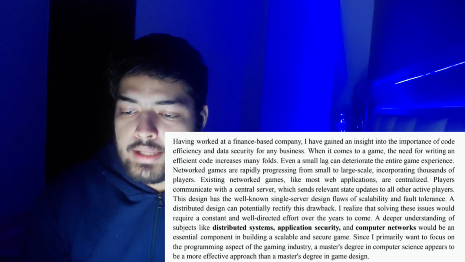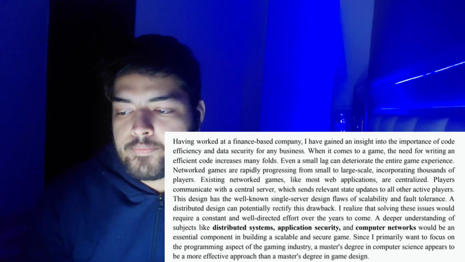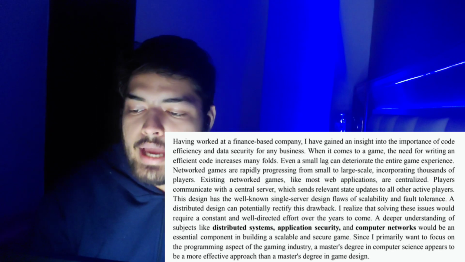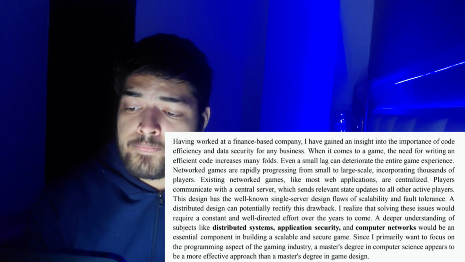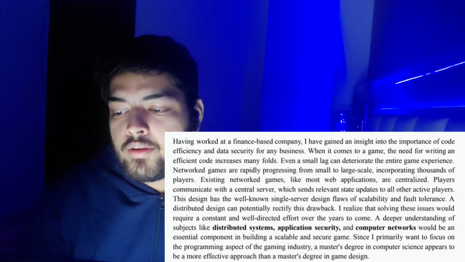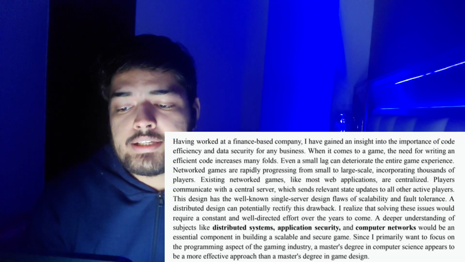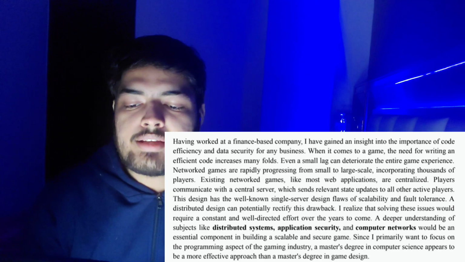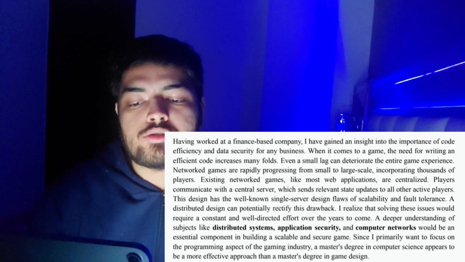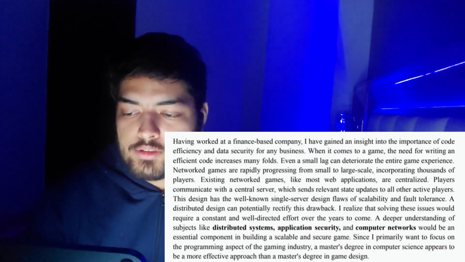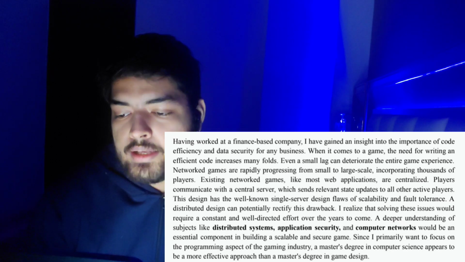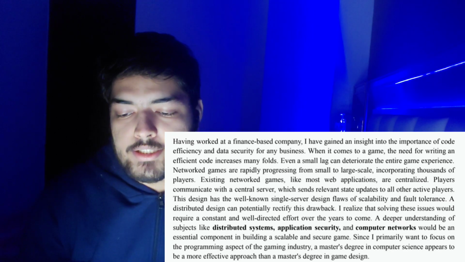Existing network games, like most web applications, are centralized. Players communicate with the central server, which sends relevant state updates to all the other active players. The design has the well-known single server design flaws of scalability and fault tolerance. A distributed design can potentially rectify this drawback. I realized that solving these issues would require constant and well-directed effort over the years to come. A deeper understanding of subjects like distributed system, application security, and computer networks would be an essential component in building a scalable and secure game.